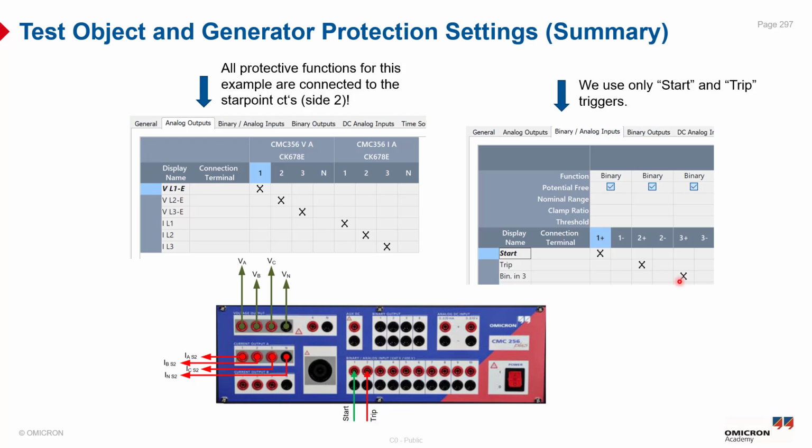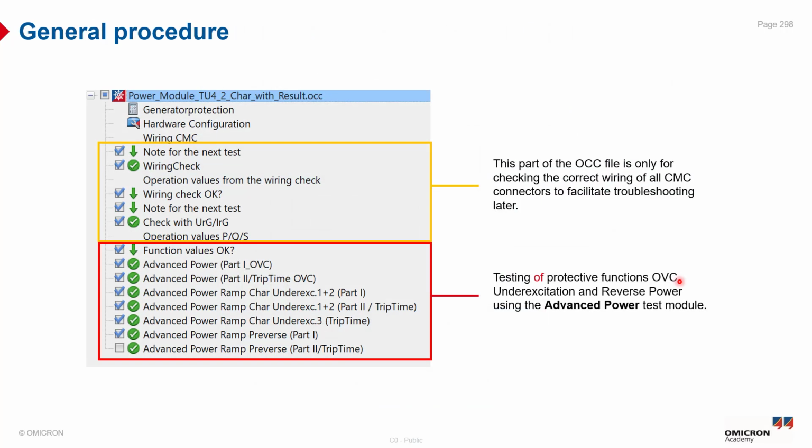And to simplify the testing process, we only need the start and the trip triggers, and this setup ensures that the protective relay responds correctly to the simulated fault conditions. So in this part of the OCC file procedure, we focus on verifying the general wiring setup, which is the part number 1 in yellow.